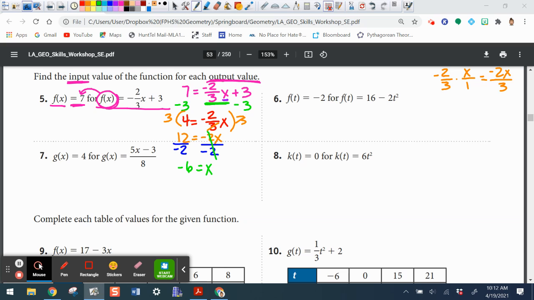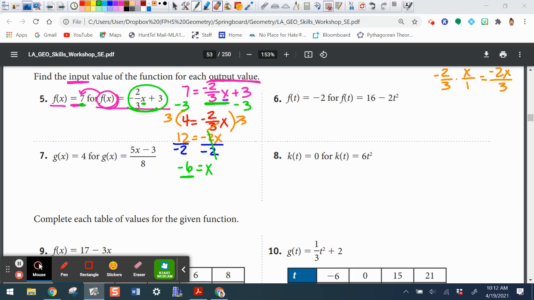So here's something pretty great that you can do. This is our input value. So I should be able to plug in x equals negative 6 right here and perform order of operations, and I should get my output of 7 if f of negative 6 is in fact 7. So it's a great way to go back and check your work once you find the input.